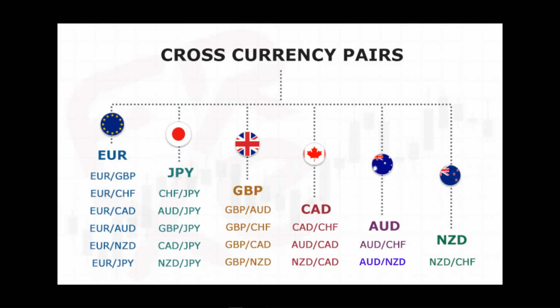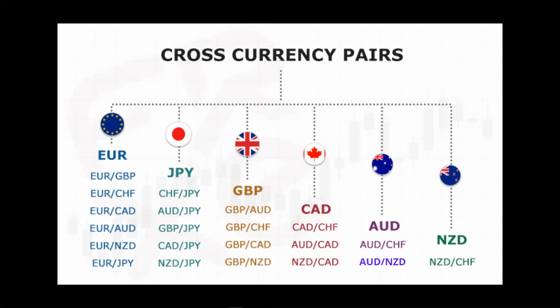Under Canadian dollar, we have CAD CHF, AUD CAD, and NZD CAD. Australian dollar crosses include AUD CHF and AUD NZD. And under NZD, we've got NZD CHF.